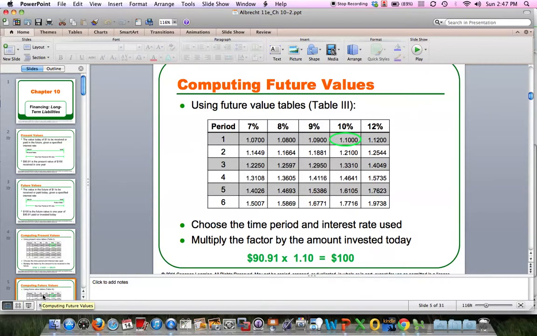Here's a future value table. So you've got present value tables and future value tables. In the future value table, you can see it's still one period at 10%, but the factor is different. It's 1.1. So if I multiply $90.91 times 1.1, it will grow into $100 a year from now. That's what they're saying with this one.